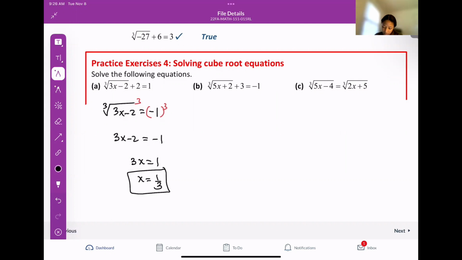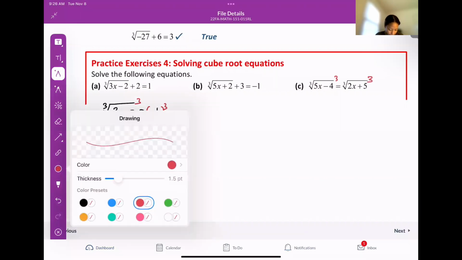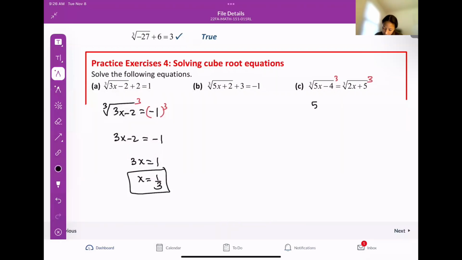Let's do the one with cube roots on both sides. It actually simplifies very nicely. If you have cube roots on both sides, we're going to cube both sides of the equation. And then that gives us 5x minus 4 equals 2x plus 5. A simple linear equation for us to solve. If we subtract the 2x from both sides, 3x minus 4 equals 5. Add 4 to both sides, 3x equals 9. And then divide by 3. x would be equal to 3.